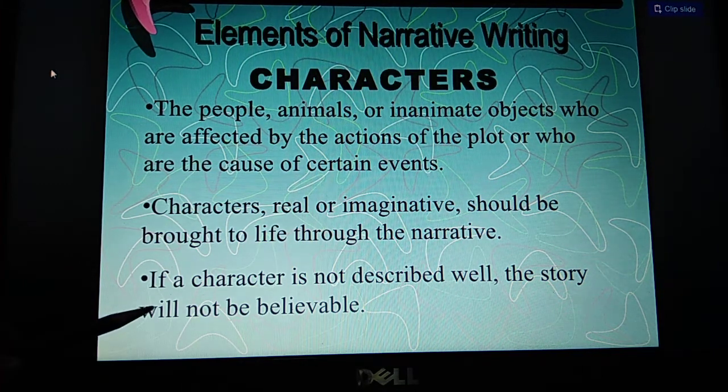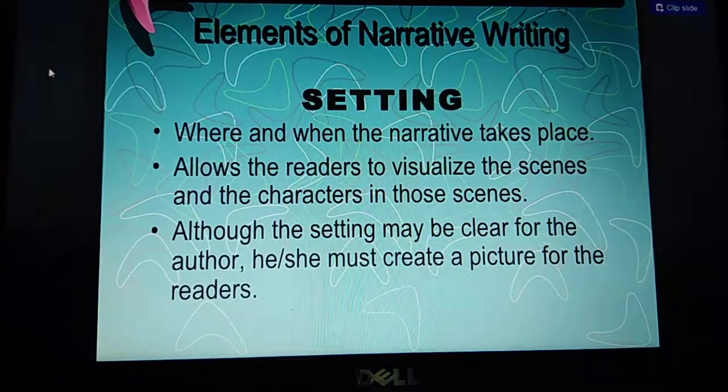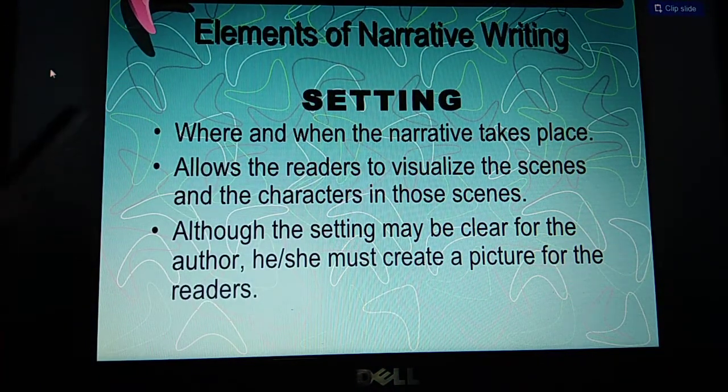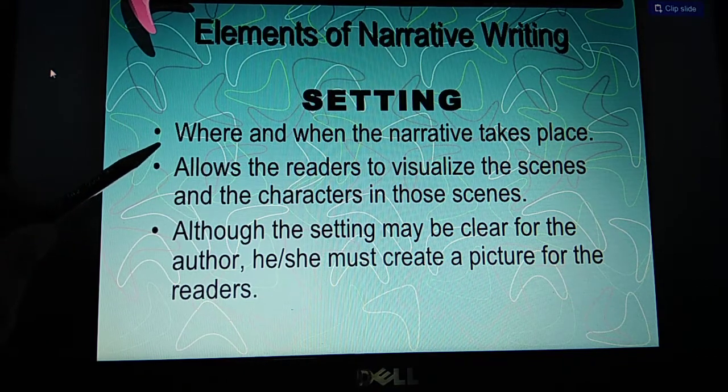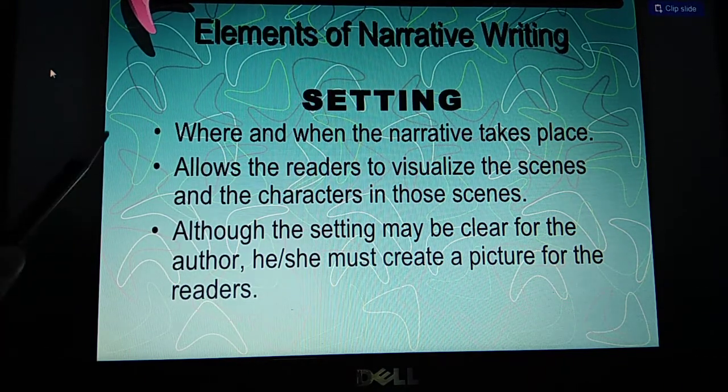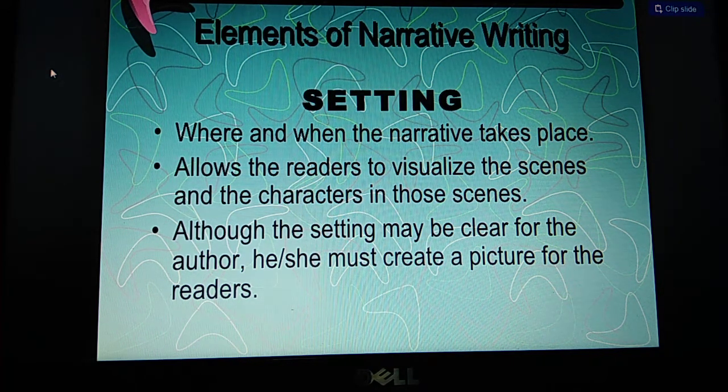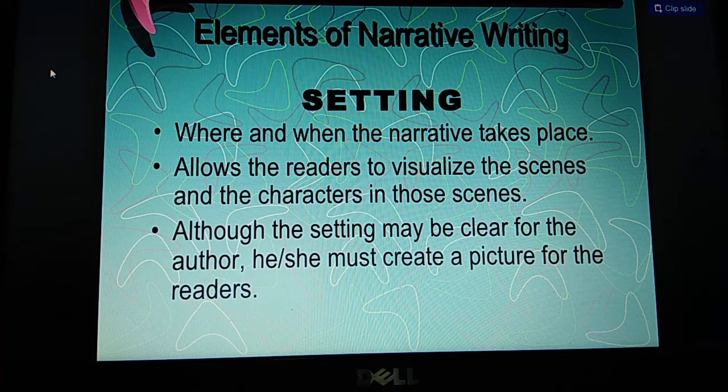You must have read Harry Potter, which is a wonderful example of narrative writing. Okay, you must have seen how Harry and his friends and even his enemies have been described so wonderfully that you can visualize a clear image of the character in your mind. Now, the last point is, if a character is not described well, the story will not be believable. Okay, so why is this point important? Because if you will not bring your character to life, the story will not be believable. All right.